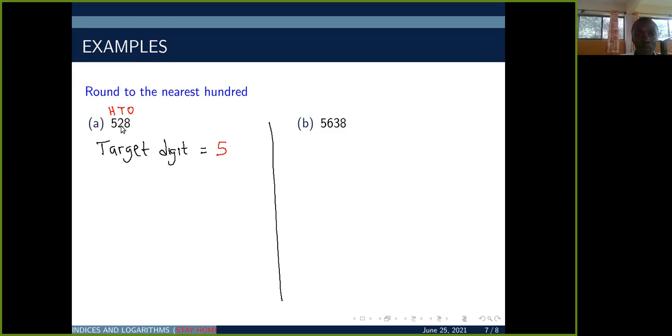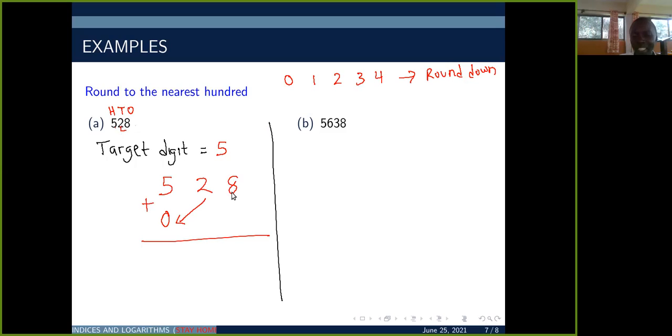So I ask myself, what digit is right to it? My digit is 2. So what did we say? 0, 1, 2, 3, and 4, these ones we don't increase. We round downward. In other words, you add a 0. Being that our digit right of the 5 is 2, we shall just say 5, 2, 8. So we add a 0, and any digit that is coming afterwards, we just make them 0, 0, and 5. So our 528 to the nearest 100 is 500.